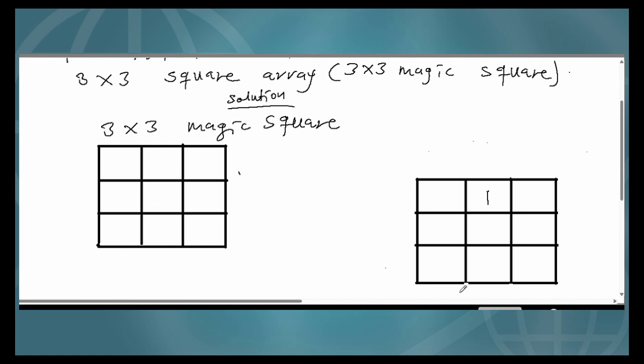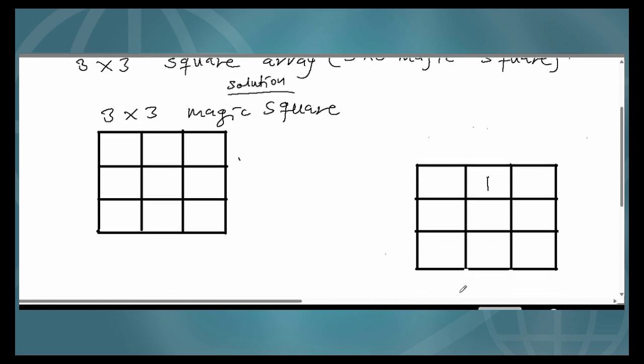But since this might be the first time, that is why I want to use a different one to show it to you. Now our first entry is 1. It could be written anywhere, but as a basic rule, try to write it in the first row, the middle square.